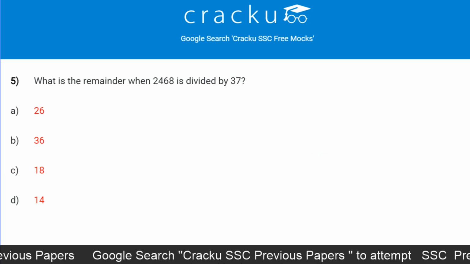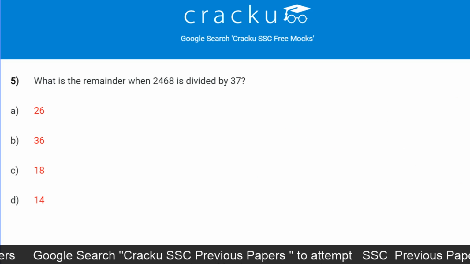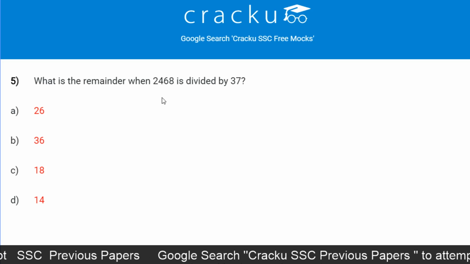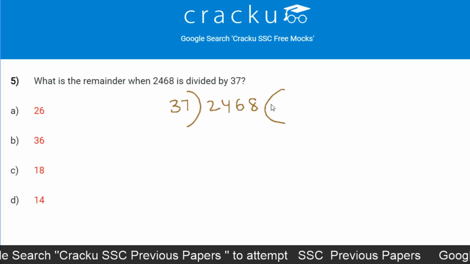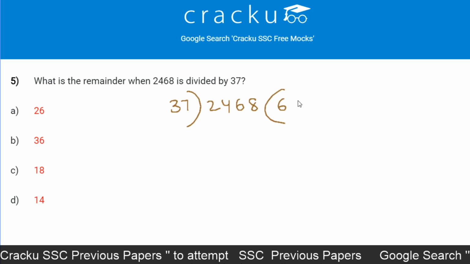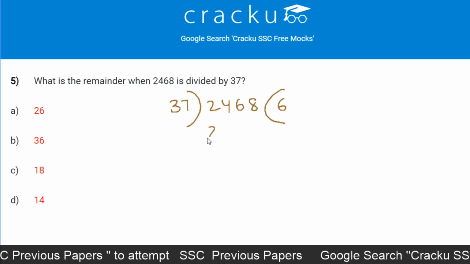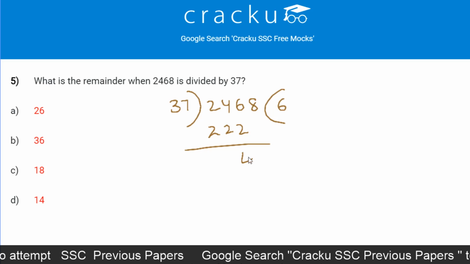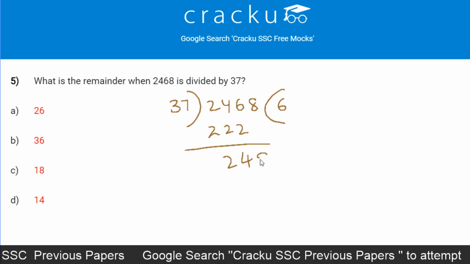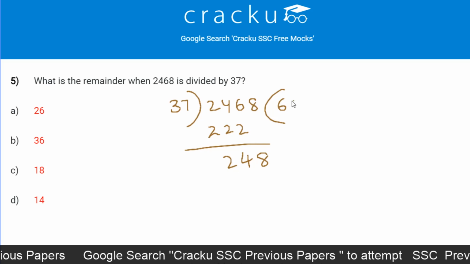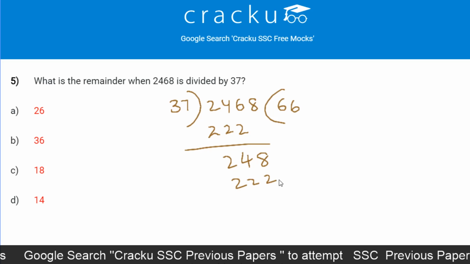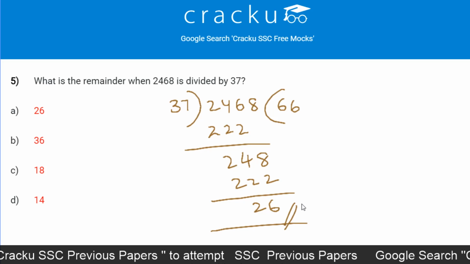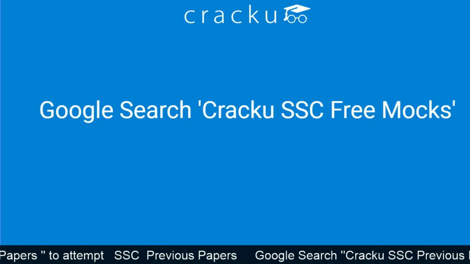Next question, what is the remainder when 2468 is divided by 37? So we can do general division itself. 37 6s, 6 times of 37 is 222. If you find the difference, it's going to be 24, 8 again, 6 times of 37 is 222. We get the remainder as 26. The answer for this question is option A.